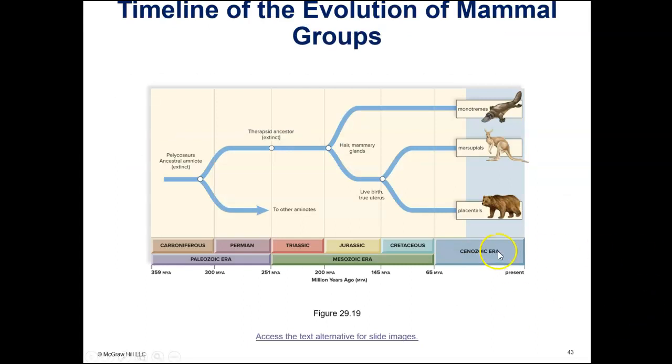And the 3 groups of mammals are the monotremes, or egg-laying mammals. You can see here a duck-billed platypus. The marsupials, which carry their young in a pouch while they develop. That's a kangaroo. And the placental mammals, which is most mammals, which give live birth.